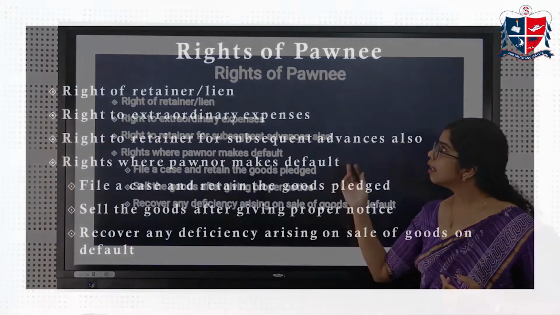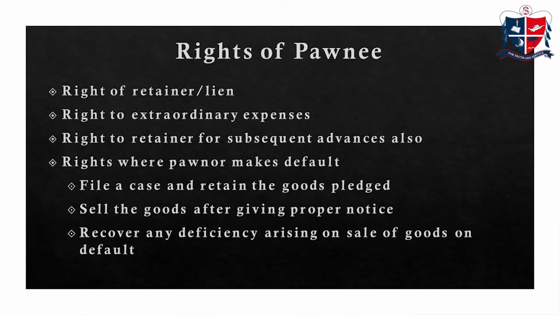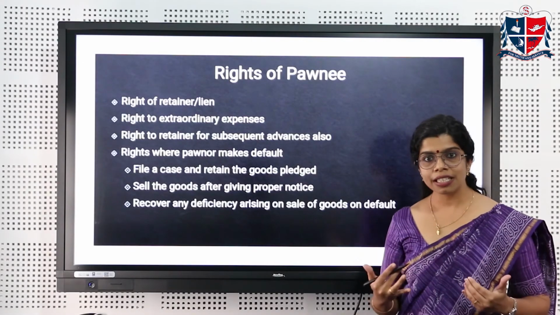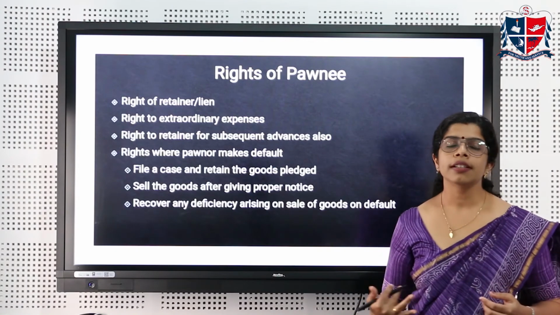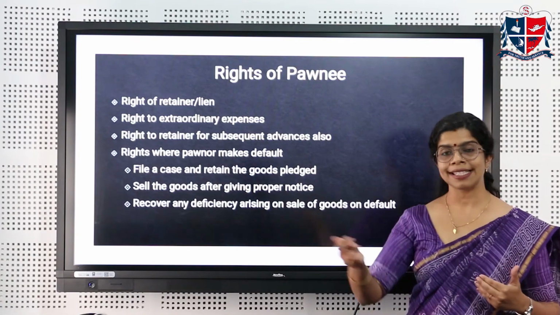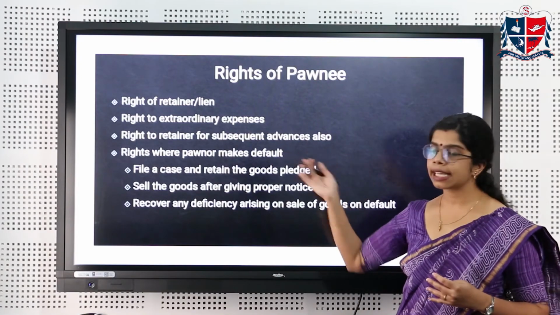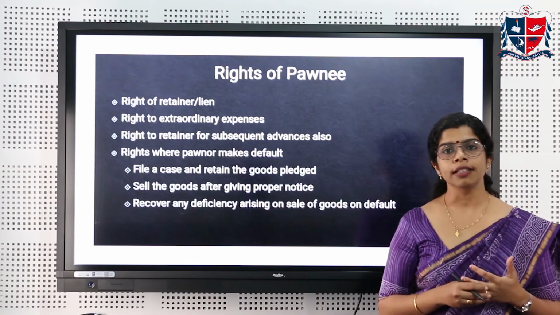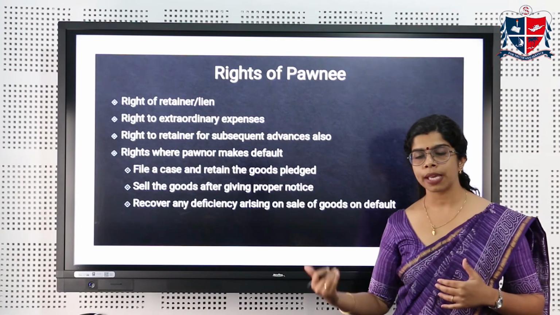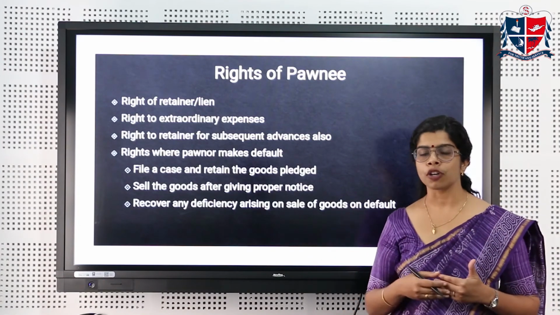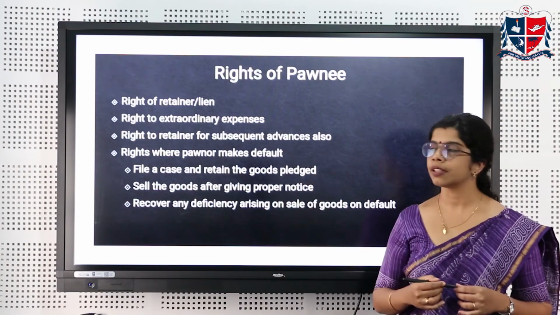Now let us look at the rights of a pawnee. Number one, the most important one, right of retainer or lien. Unless and until the pledger does not give back the money that the pawnee has lent to him, the pawnee can retain or have a lien on the goods owned by the pledger. So until he pays back the dues he is supposed to pay to the pawnee, the pawnee can retain the goods with himself.